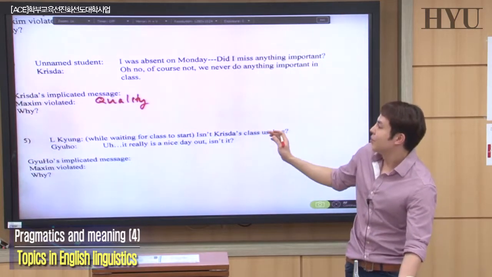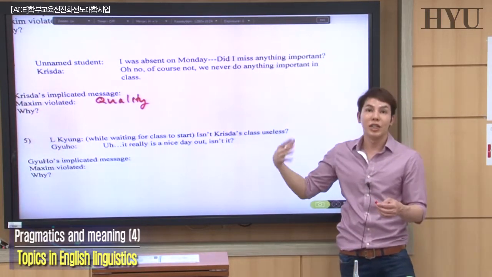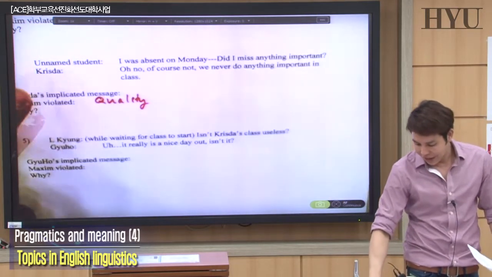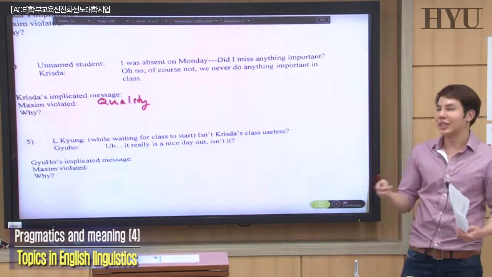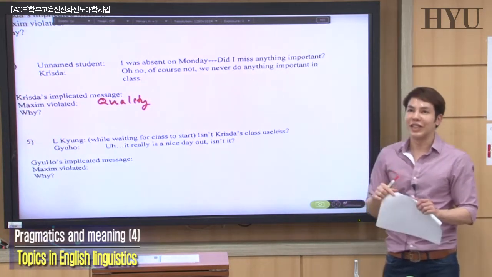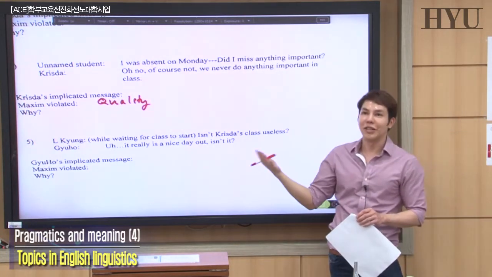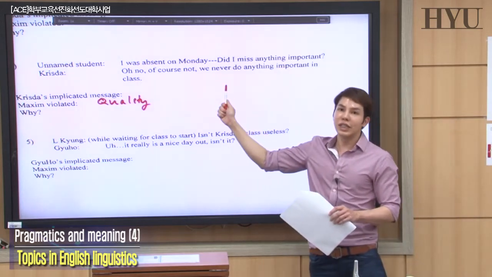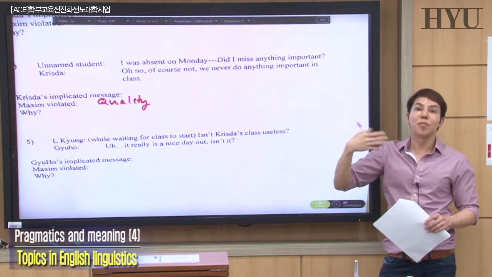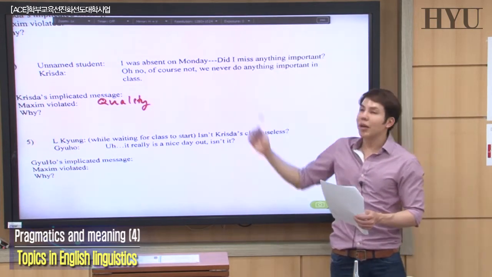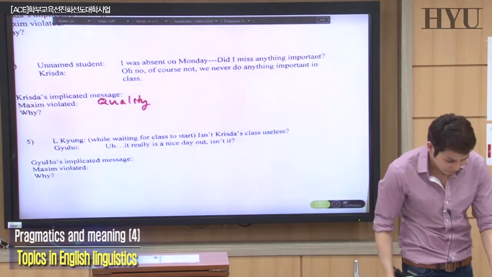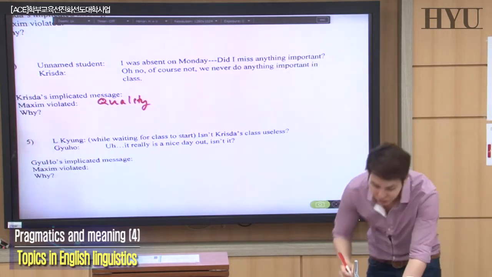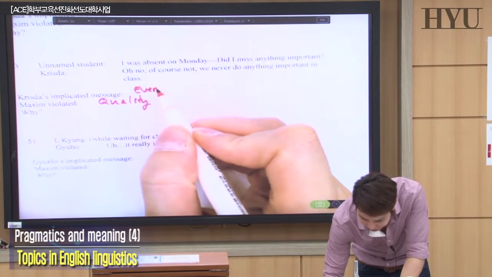Because the quality maxim says that we should say what we believe is true, right? And I don't even believe that myself, that there's nothing important in our class. So everything is important, in other words. That's what I truly believe. But why do I do this? Because in order to give the implied message, right? What might that implied message be? That, you know, everything is important.